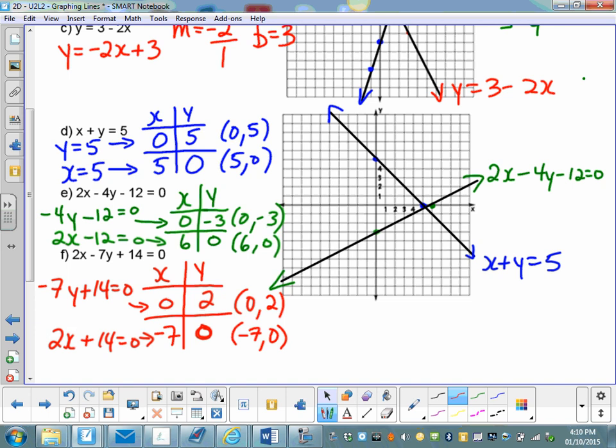And then we plot those points. So 0, 2 is going to be here, and negative 7, 0, 1, 2, 3, 4, 5, 6, negative 7 is there. And we can draw our line through those 2 points. Okay, so we end up with that equation there is 2x minus 7y plus 14 equals 0.